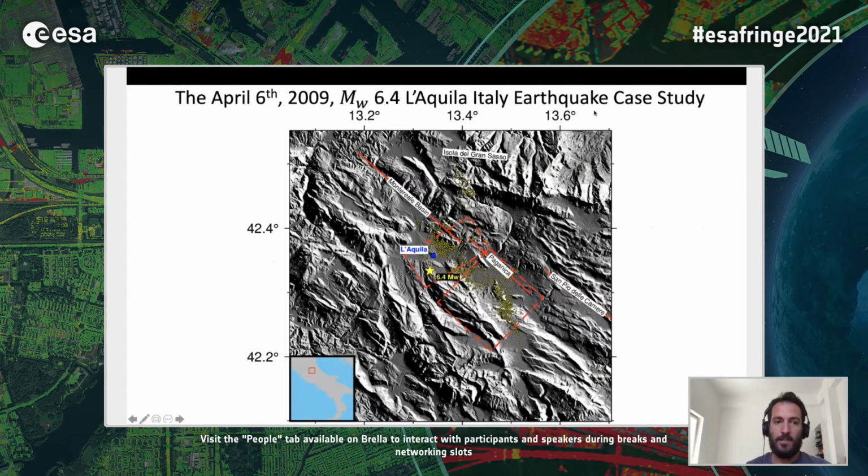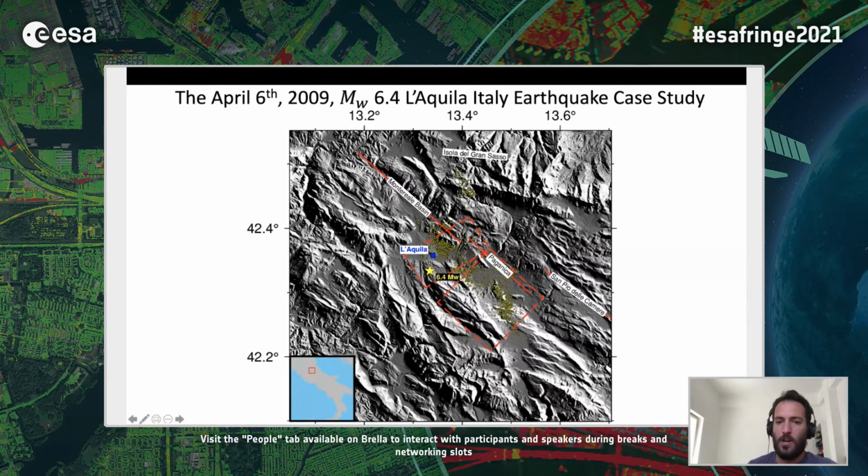So our first case study will be the L'Aquila 2008 earthquake, which occurred in central Italy in the Apennines, right next to the city of L'Aquila. And we will actually use the same fault geometry and the same data as Guerri 2010, another model done for that earthquake, for the sake of comparison.